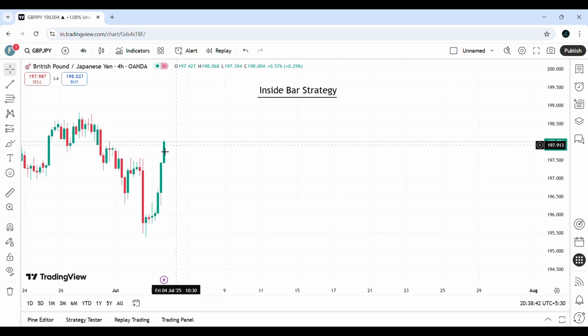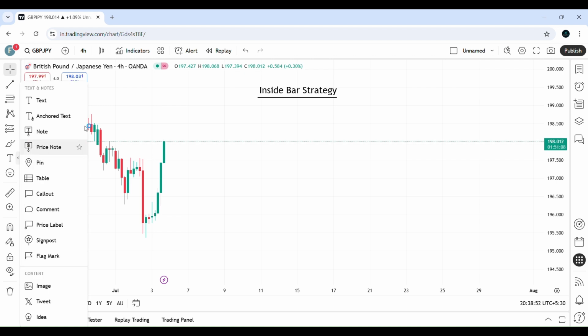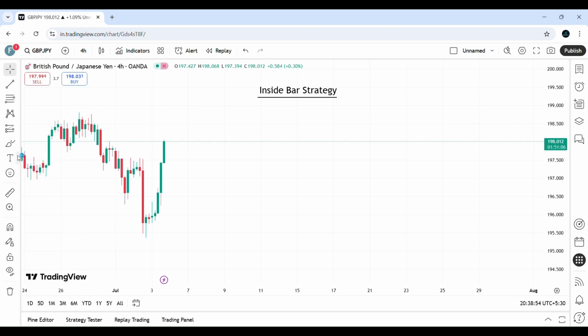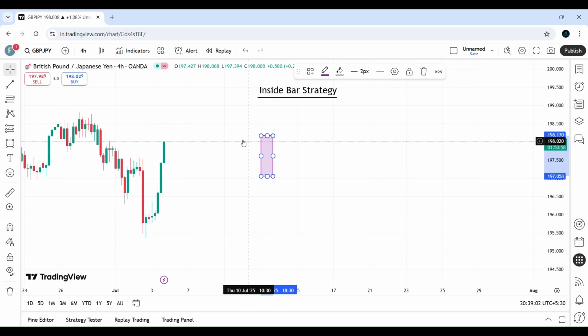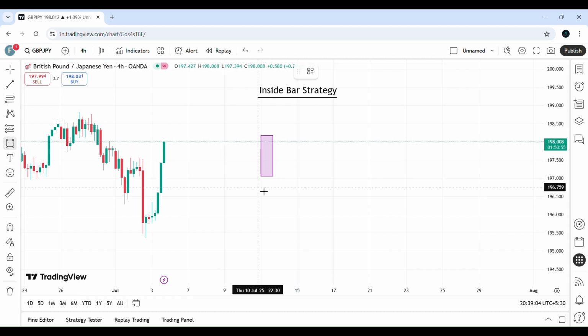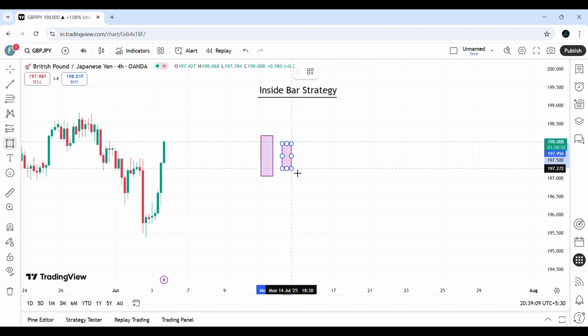Let's not mistake an inside bar for an engulfing bar. It's quite similar but yet very different. So first let's see what's an inside bar. Basically you take two candles, two consecutive candles. This is candle number one and this is candle number two.